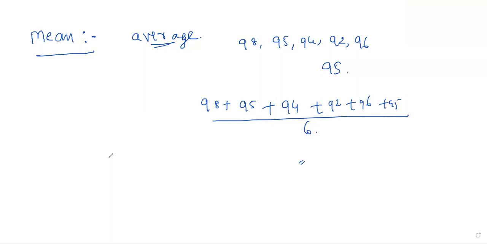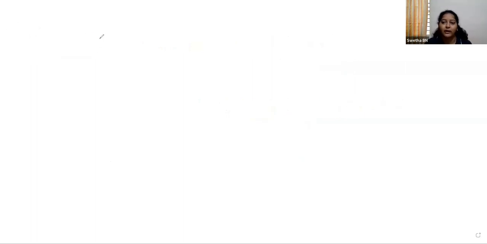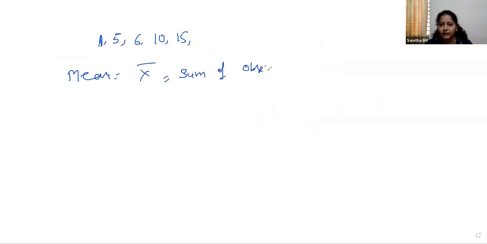That is what mean is. Okay, so for example, first you have to arrange the numbers in order, children. They won't give it in order, it will be random. First, you have to arrange the numbers in order. We have 5 observations here. These are observations, right? So mean is equal to, it is called x bar. Mean is equal to sum of observations by total number of observations.